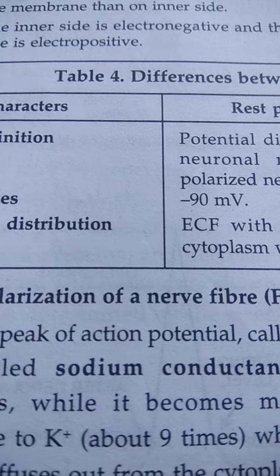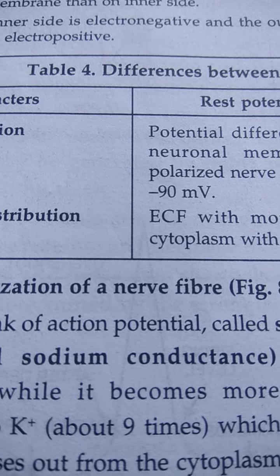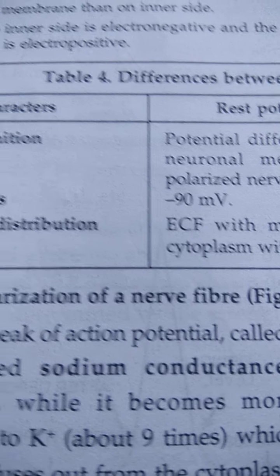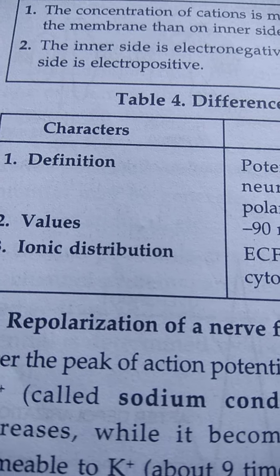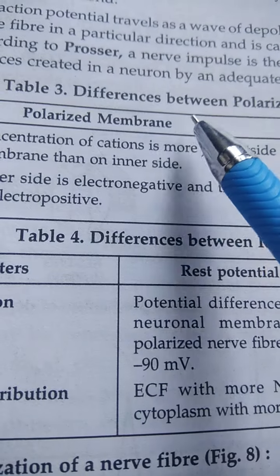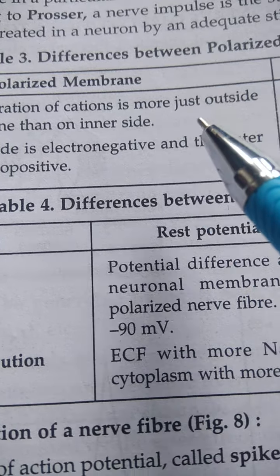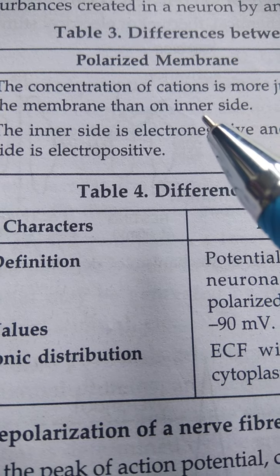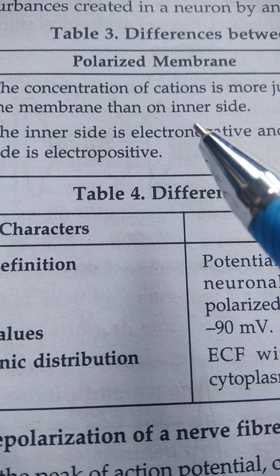So as we have already done the polarized membrane structure and the depolarized membrane structure, let's start with the differences between the two, which are given in a very nice manner in your books also. You can see here the main differences between the polarized membrane and the depolarized membrane. So here you can see the concentration of cations is more just outside the membrane than on the inner side. It means outside was positively charged with respect to the inside in the polarized membrane.